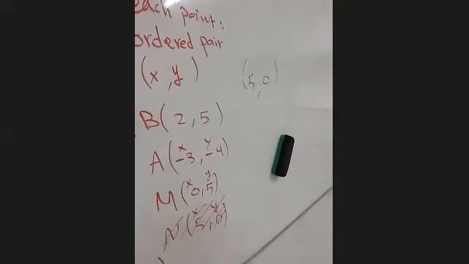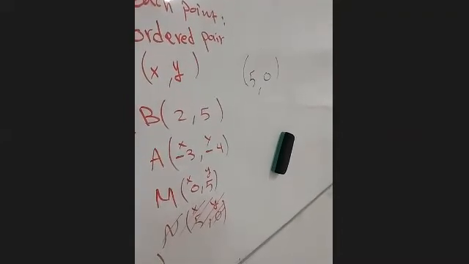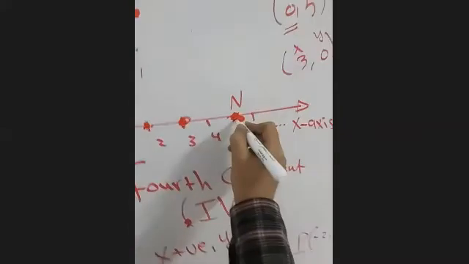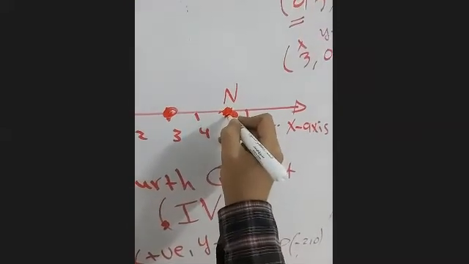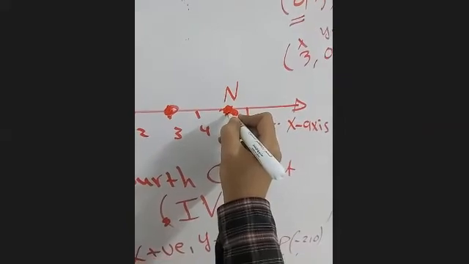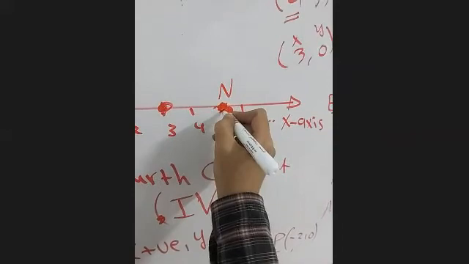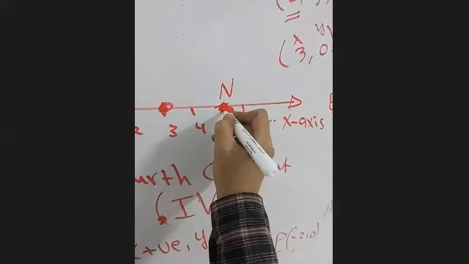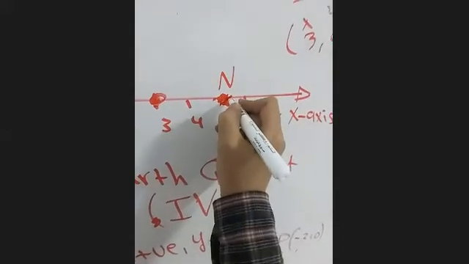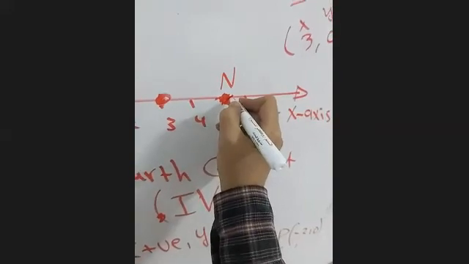Y is 0. Can I go up? No. Can I go down? No. So I will stay in my place. I won't go up, I won't go down. Got it?